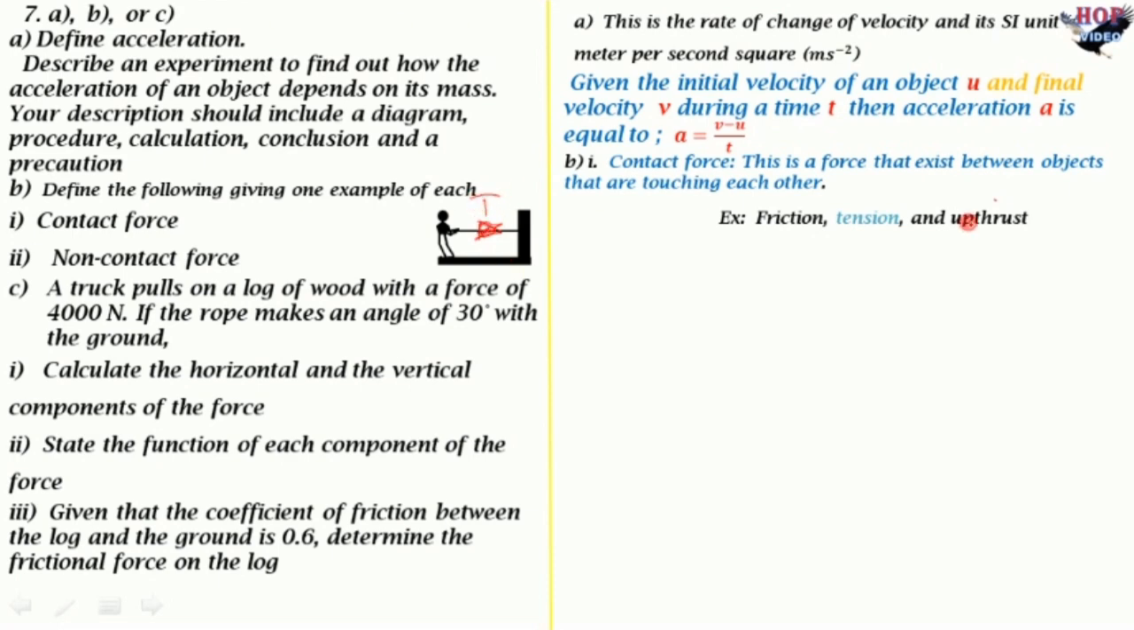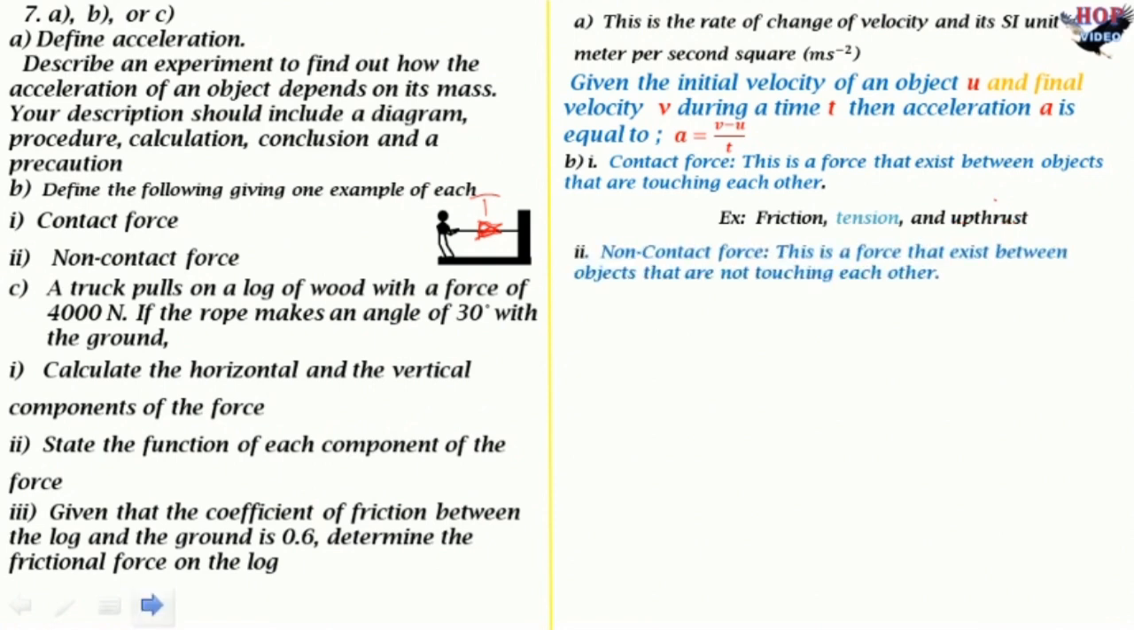Then we have the upthrust. Upthrust is an upward force that acts on an object that is immersed in a fluid, usually a liquid. And upthrust explains why a bucket full of water seems lighter when it is under water. Let's take, for example, you want to pull water from a well. You discover that when the bucket of water is underwater, it looks lighter. But immediately the bucket gets out of the water, it becomes heavier. This is because underwater there was an upward force that was helping you to carry the bucket, and this upward force is known as the upthrust.